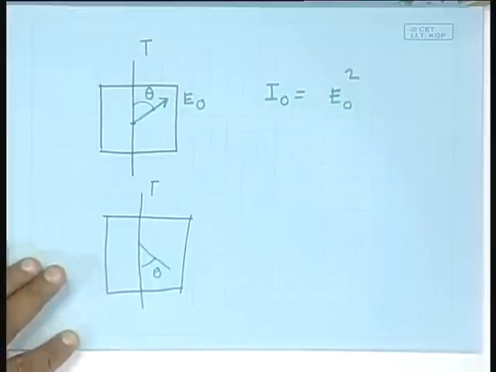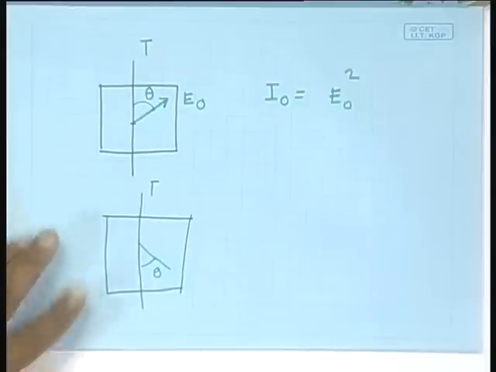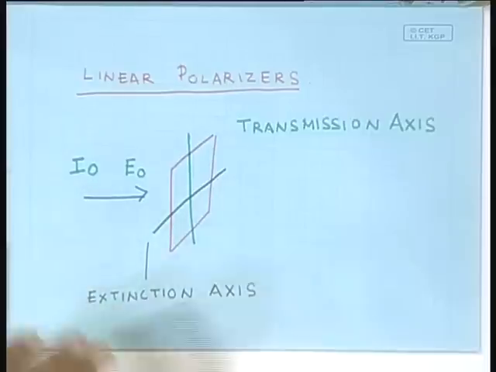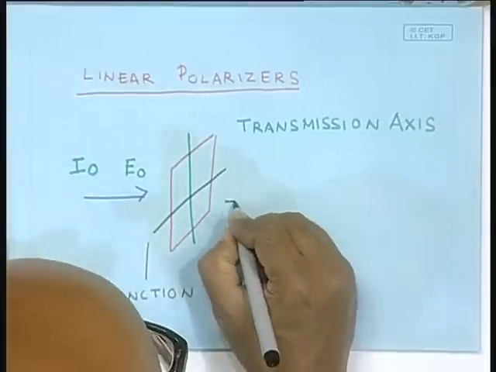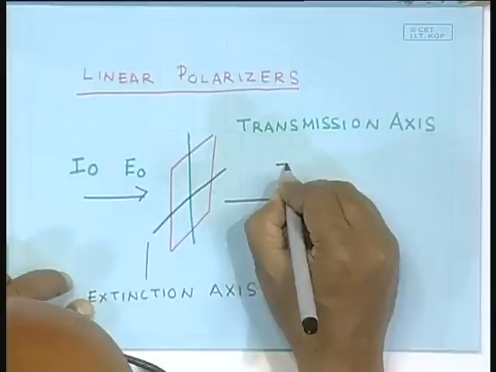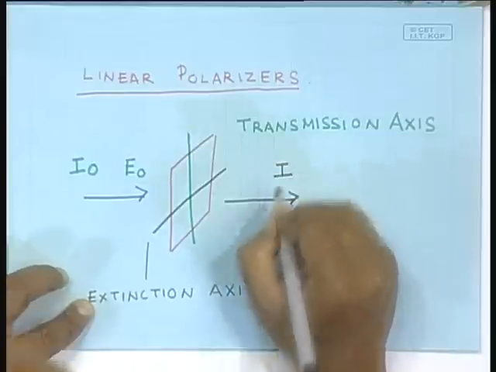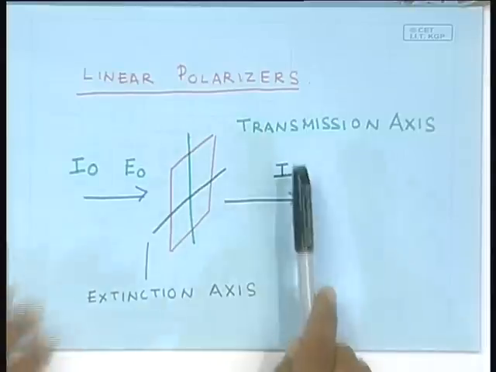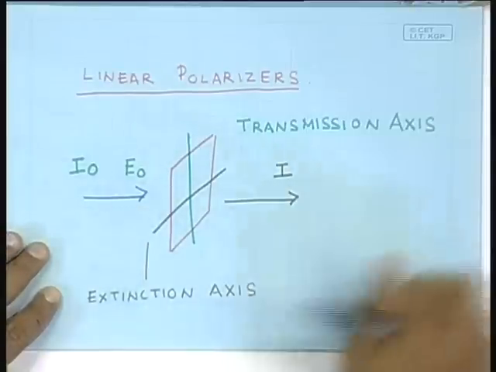Now, the radiation that comes out, we are interested in its intensity. This will have some intensity I. And the question that we are interested in is what is the intensity of the radiation that comes out.